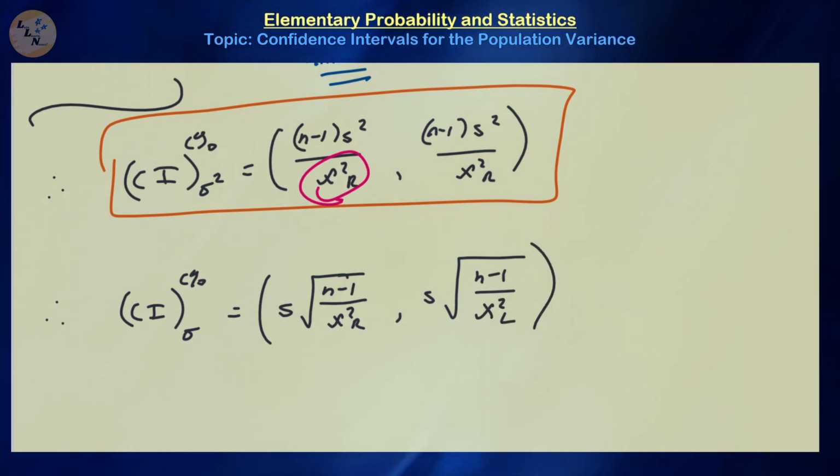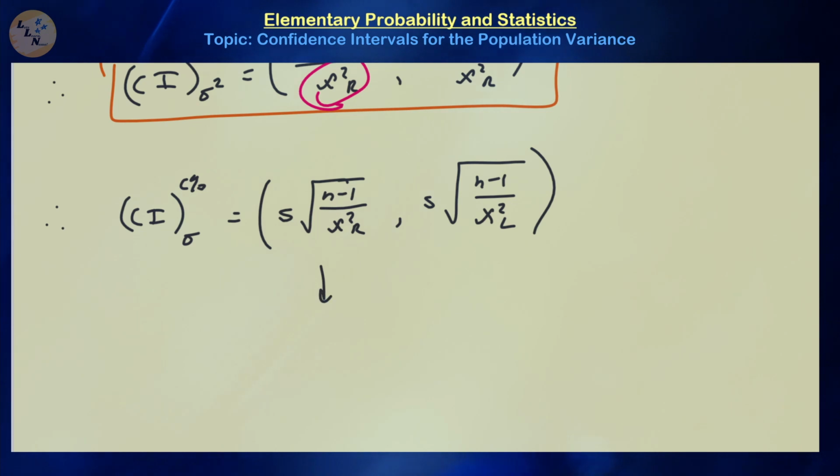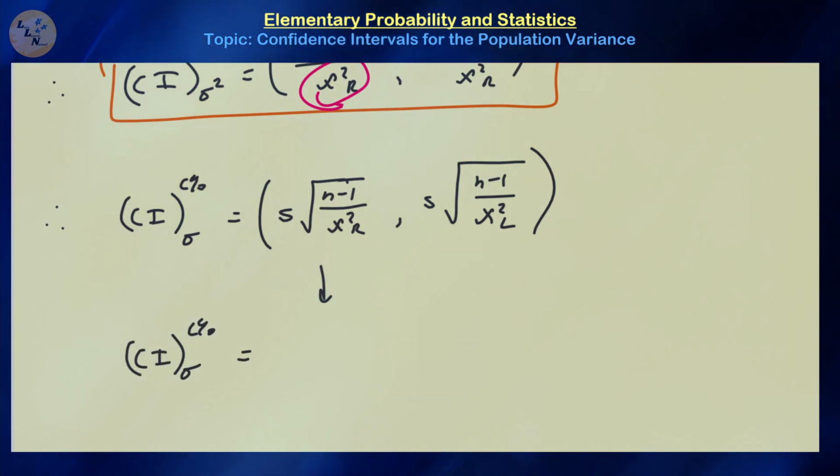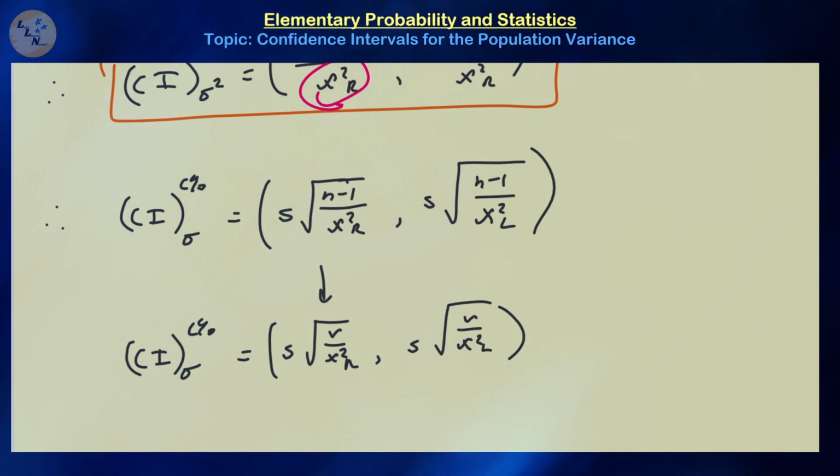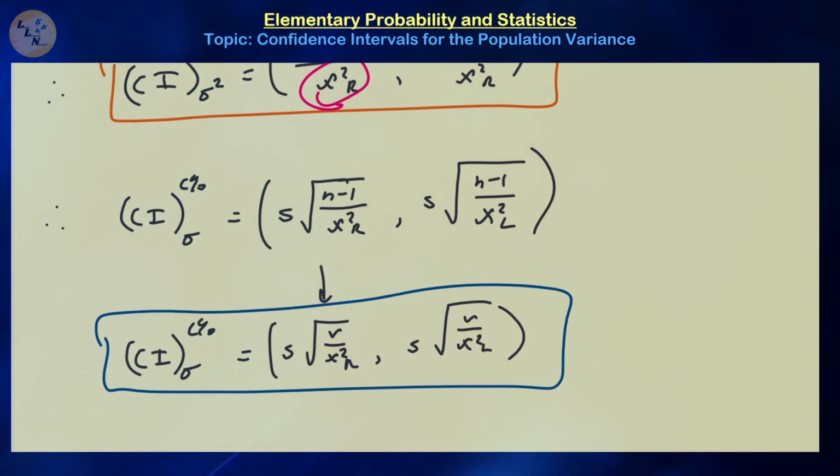And keep in mind n minus 1 is just the degrees of freedom, so technically we can write this equivalently as C% is equal to s times the square root of nu over chi-squared R, comma, s times the square root of nu over chi-squared L. And this is the confidence interval for the population standard deviation, sigma.